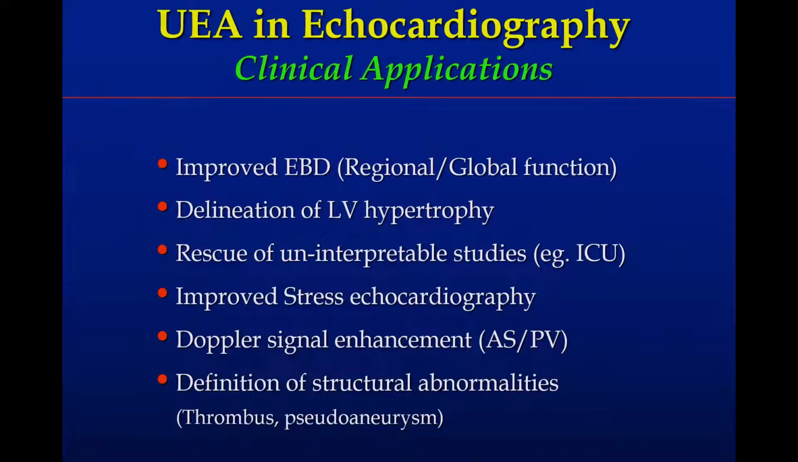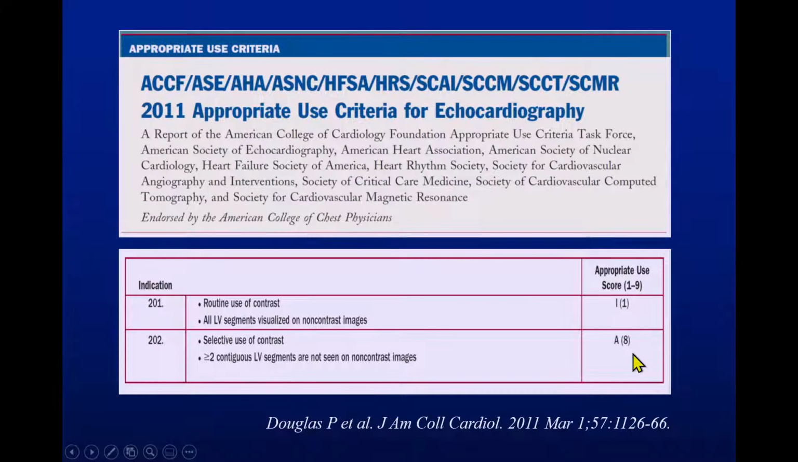Now, in clinical applications, if you think about it, the most important one is the improvement of endocardial border definition. With that also comes delineation of hypertrophy if you're not seeing well. Truly a rescue of uninterpretable studies, particularly in intensive care units. This is an off-label indication, stress echocardiography, because you're still looking at regional as well as global function. Definition of structural abnormalities, particularly if you're wondering if there is a thrombus or some communication like a pseudoaneurysm. So let's go through some cases here.